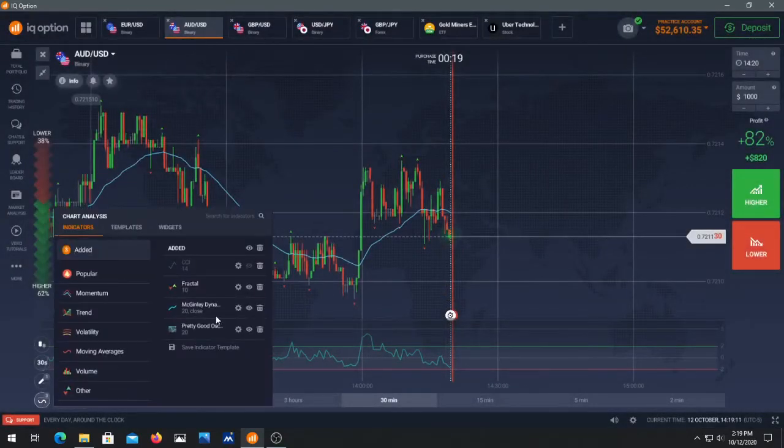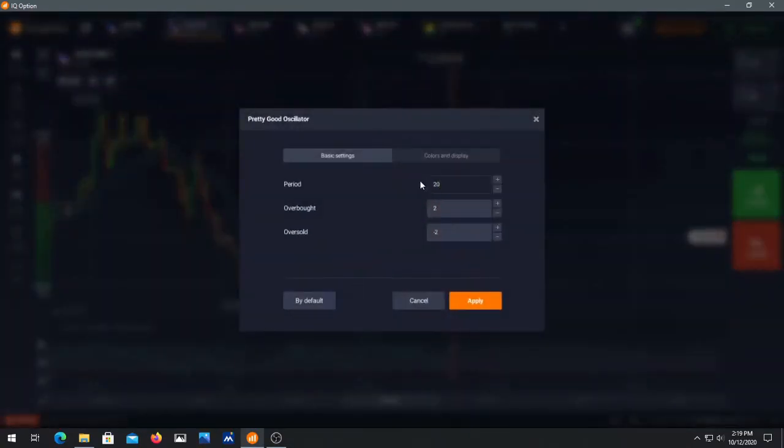And then the other indicator that we're using is the Pretty Good Oscillator, which is the indicator that we are going to use to call the trades. So just pay attention. The period for the Pretty Good Oscillator is 20, with overbought and oversold at 2 and minus 2. Whenever it crosses these lines, then we're going to buy and sell respectively.